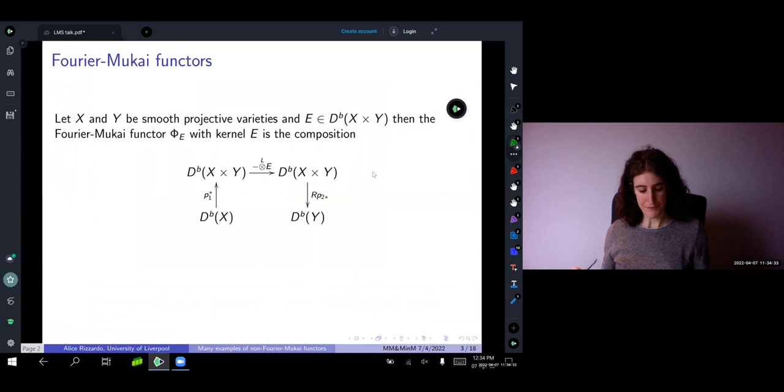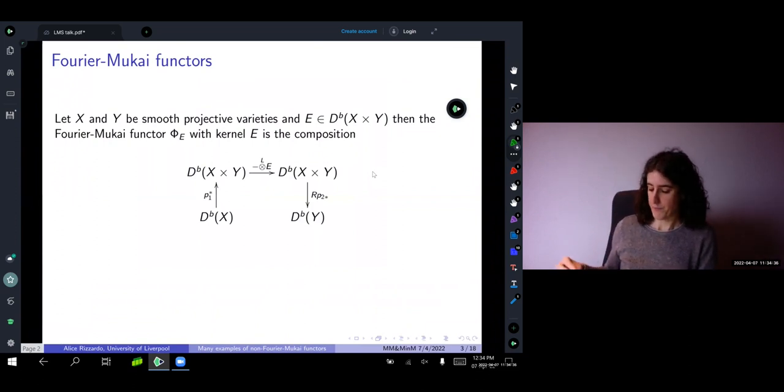So here's the definition. A Fourier-Mukai functor is the composition of three things. As I said, you start with an element in the derived category of X. If you're not particularly comfortable with derived categories, you can think of just a sheaf on X. Then you pull it back to the product, X cross Y. Then you tensor it with some other object E that lives in the product, and then you push it forward to Y.